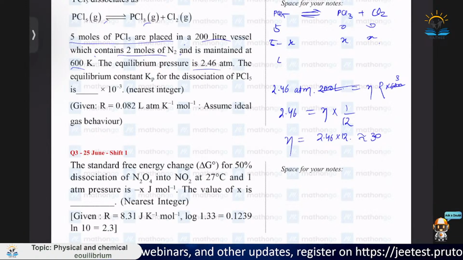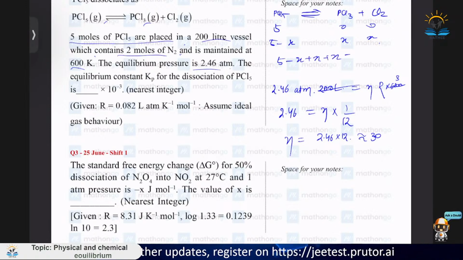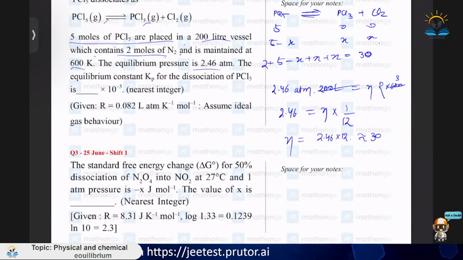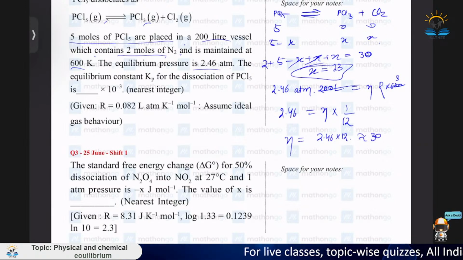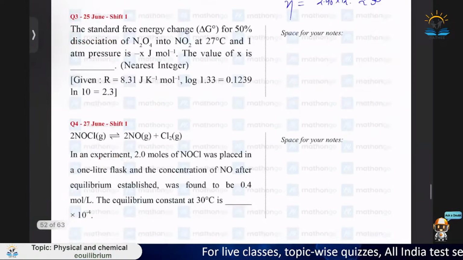So we know that 30. We have to add nitrogen moles also. So X is equal to 20. I don't think this is possible. Anyways, we'll just write the value.